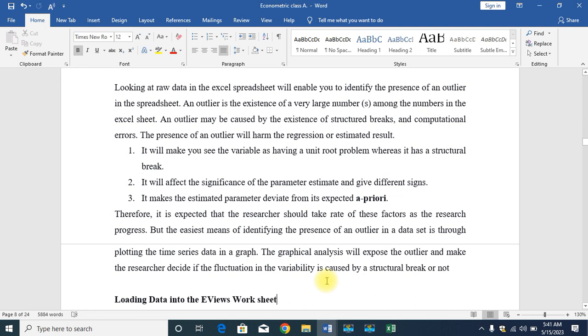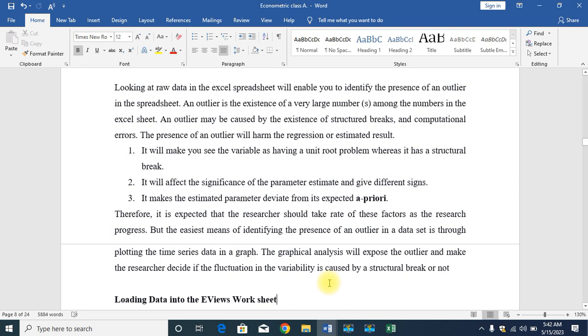Then what happens if an outlier exists? What will the researcher do? Will you throw away the data, or will you start afresh? Yes, an outlier could be caused by structural break. An outlier also could be caused by a typing error. An outlier could also be deliberately manipulated by the researcher in the process of trying to develop or beef up his or her data set.